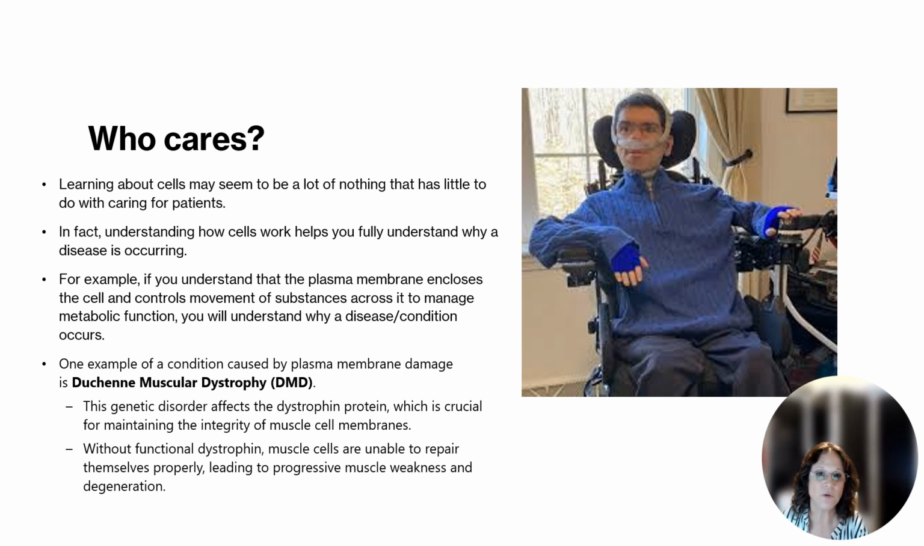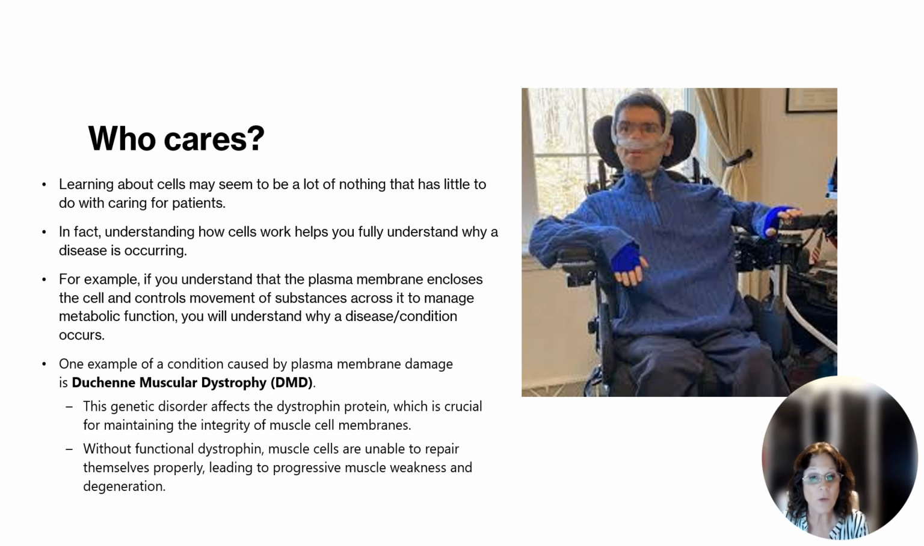So, for example, if you understand that the plasma membrane's job is to enclose the cell, control movement of substances across the cell, and manage the metabolic function, then you can understand why a disease in that membrane might happen. An example of that is Duchenne muscular dystrophy, and that's what you see here in the picture. This is actually a genetic disorder that negatively impacts a specific protein called the dystrophin protein. This protein is imperative for maintaining the integrity of our muscle cell membranes.